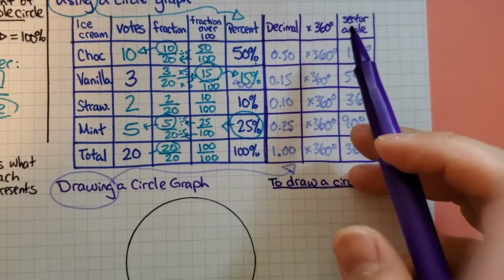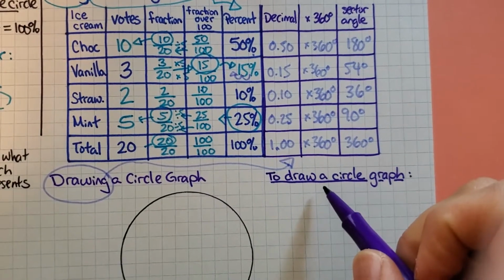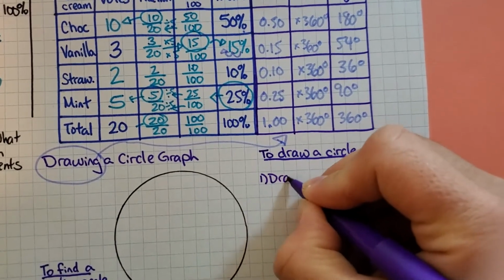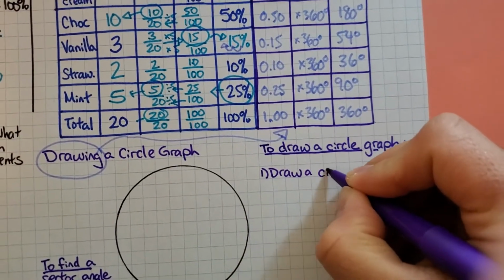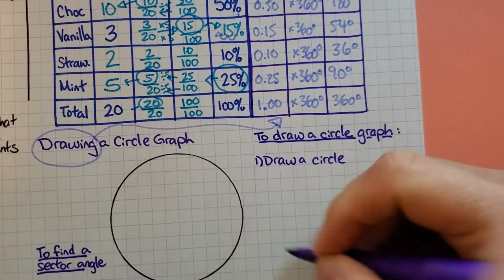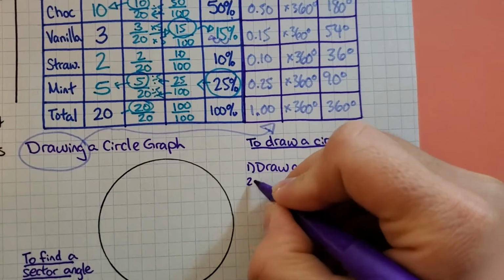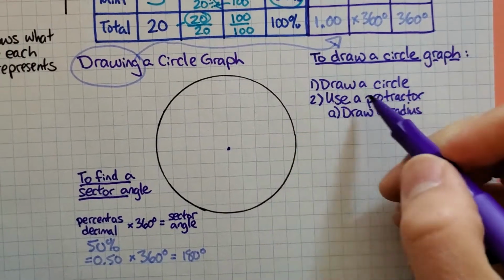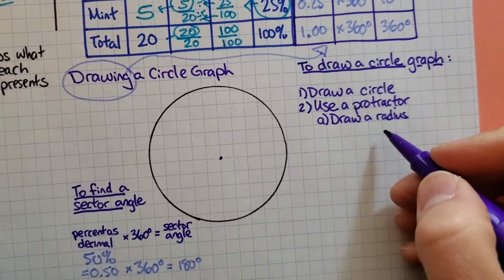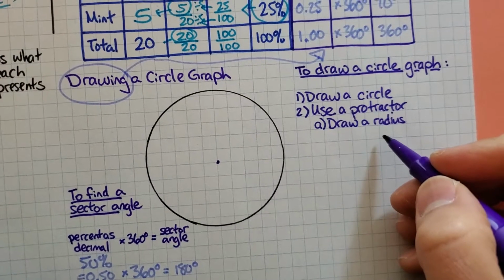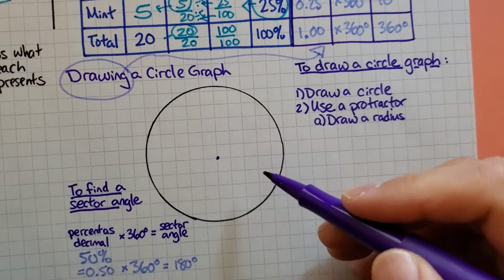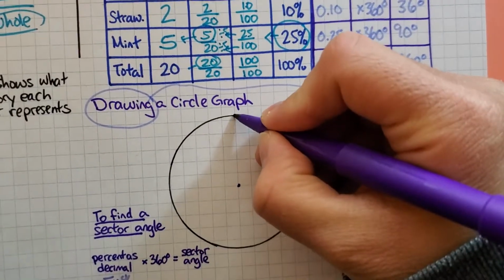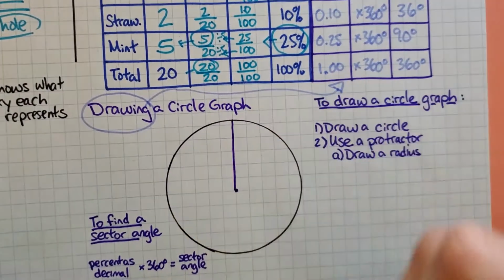Alright, we have all these beautiful sector angles. Now, how to draw a circle graph from there. Step 1, draw a circle. I already drew a circle, so there we go. Done. Step 2, use a protractor. The first step with drawing it is to draw the radius. If you had drawn this circle with a compass, you should have your center point already. So you draw the radius with a ruler, of course, straight down.